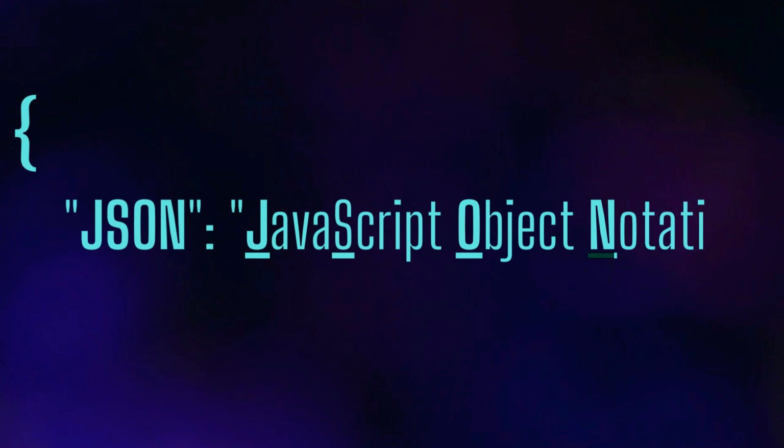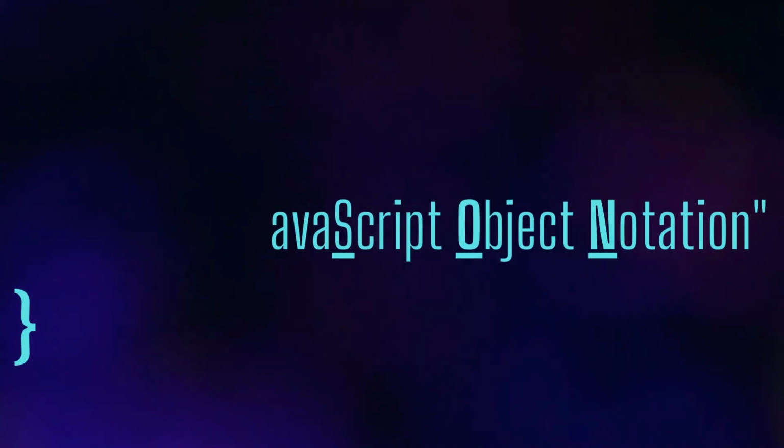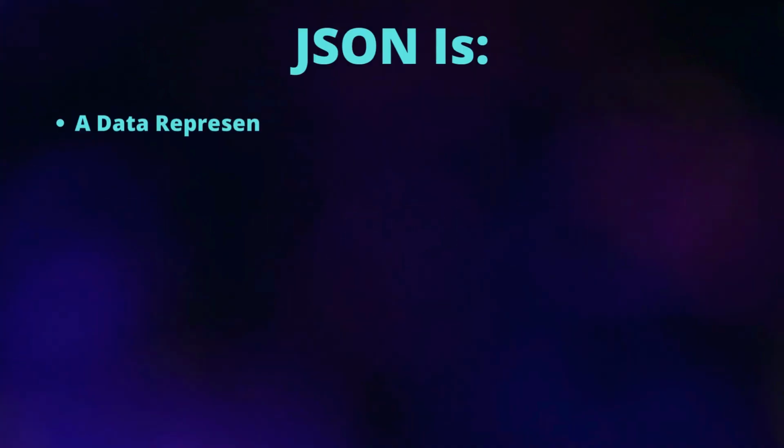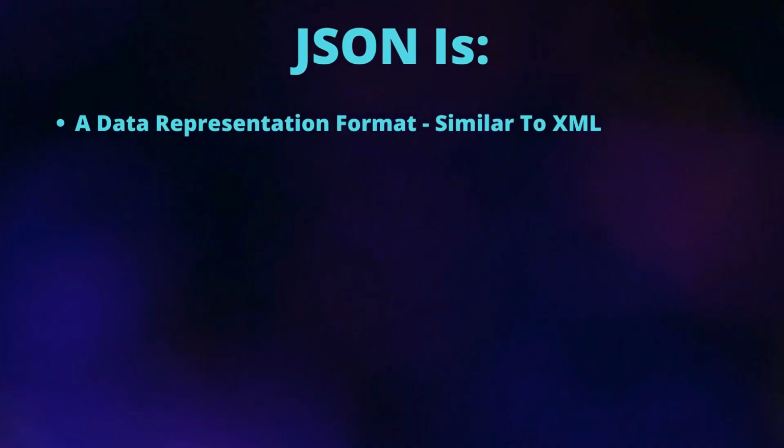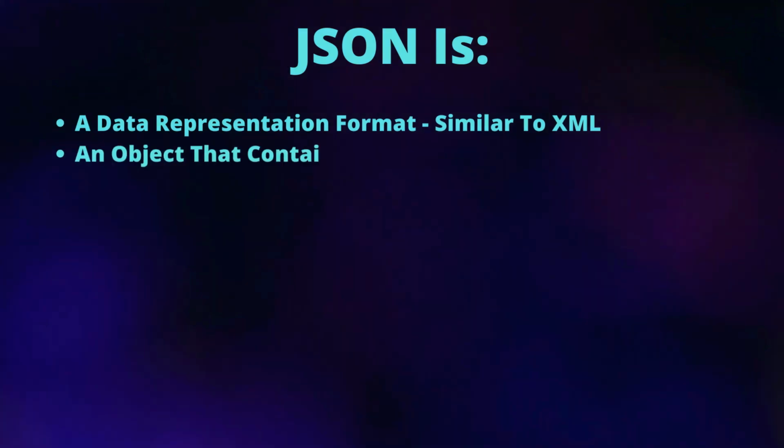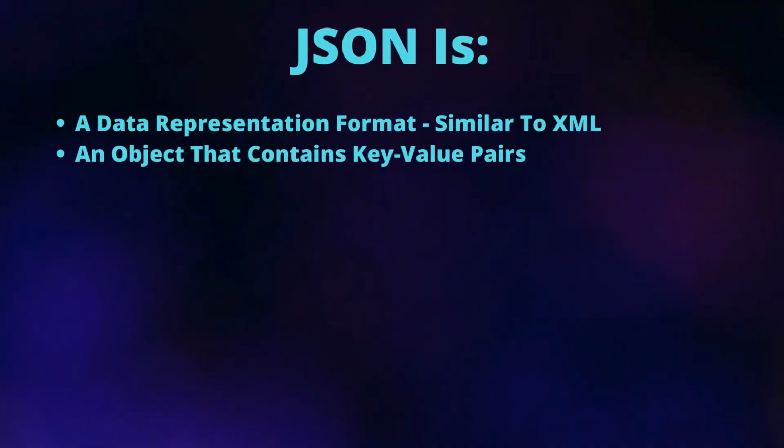JSON stands for JavaScript Object Notation. JSON is nothing but a data representation format, very similar to YAML or XML. JSON contains key value pairs.